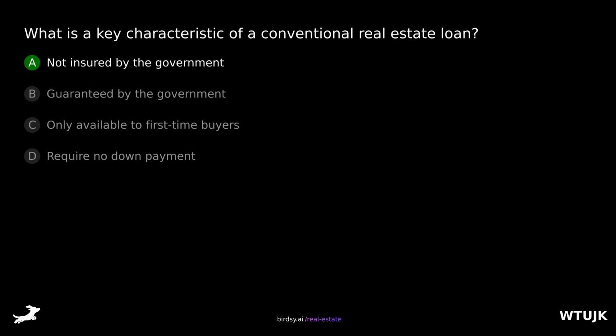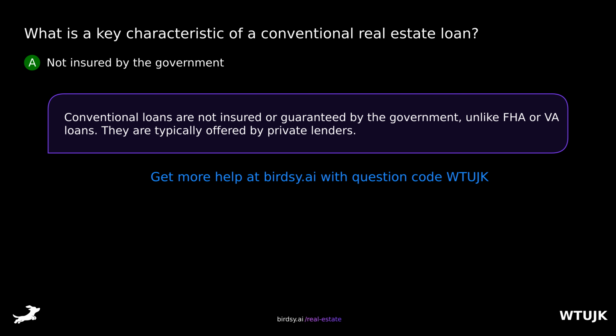The answer is A, not insured by the government. Conventional loans are not insured or guaranteed by the government. Unlike FHA or VA loans, they are typically offered by private lenders.